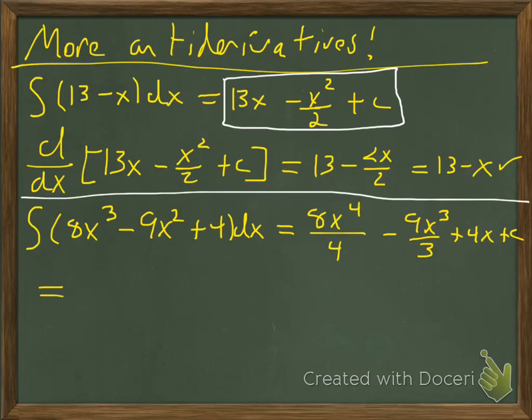And then we'll go ahead and reduce. So 2x to the 4th minus 3x cubed plus 4x, and plus your constant of integration. And then we'll just go ahead and check by taking the derivative and see if we get the integrand.